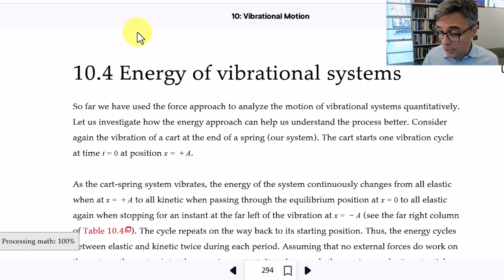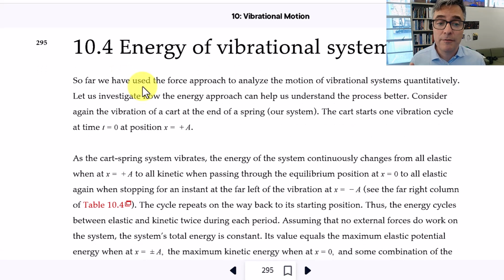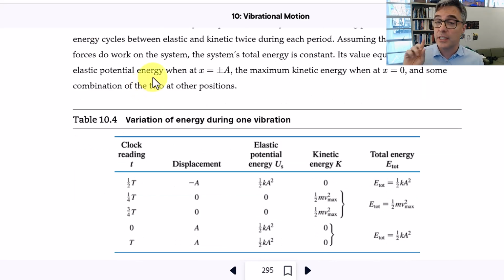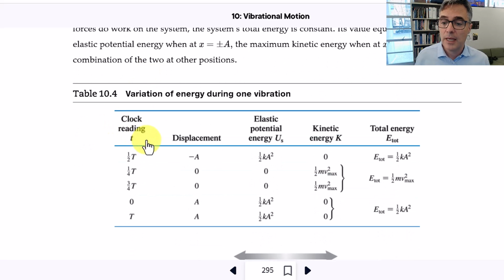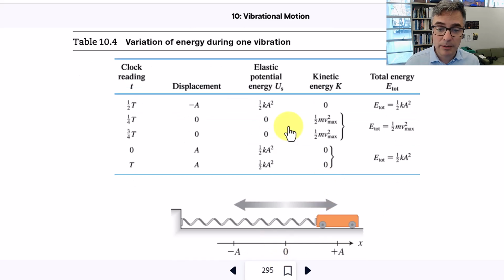So, okay. We'll talk about some examples there, about a vibrating chair going up and down. And now that forces are done, this is section 10.4, energy of vibrational systems. So there are two kinds of energy. There's the kinetic and the potential. And so the kinetic energy is just 1/2 mv squared. That will be maximum when the object is passing through its equilibrium position. And the elastic potential energy is the energy stored in the spring. And that's maximum when the spring is maximally stretched or maximally compressed.